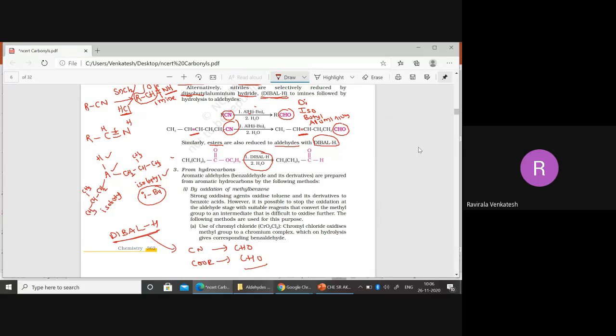Now, what are you observing here? Ester group, C double bond O, OC2H5, is called the ester group. Now, this is converting into what here? Aldehyde. Very simple to remember. Practicing in this way is easy for you. Write it down in the notebook like this, after the class or now itself, whatever it may be. You must write it in the notebook.